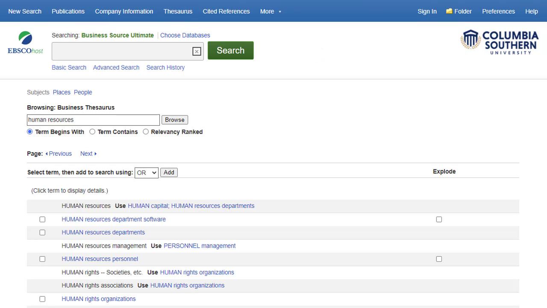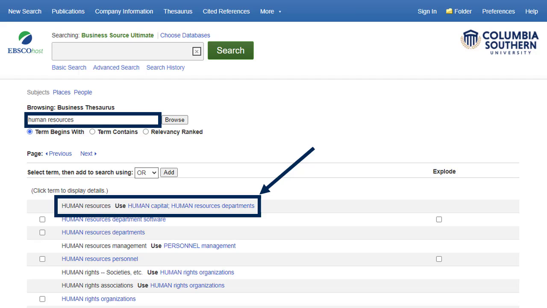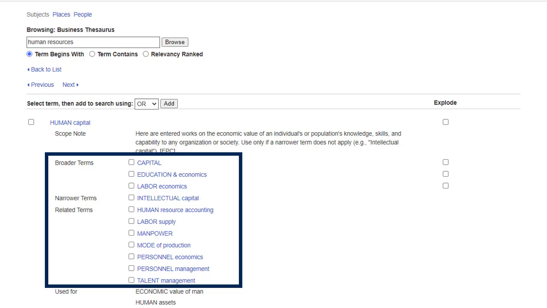Searching the thesaurus for the more common term, human resources, reveals that this database actually uses the specialized keywords or subject terms human capital, or human resource departments, and these terms are broken down into narrow terms and expanded into broader terms. By searching for human capital instead of human resources, or by searching for one of its subheadings, you're more likely to find the information you're looking for.